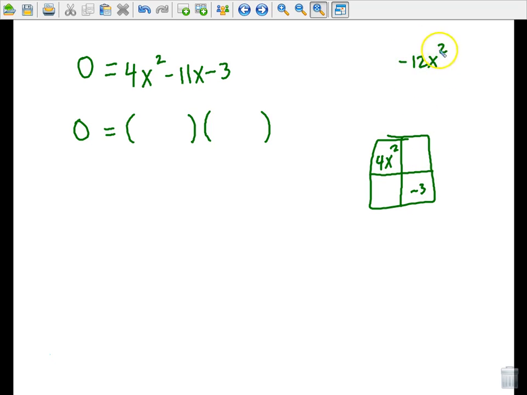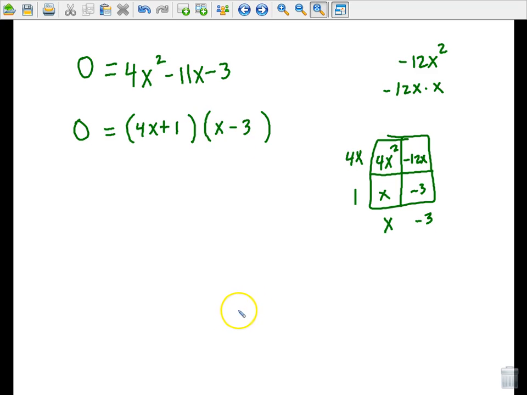Okay, now we just have to figure out what are the factors of negative 12x squared that add up to negative 11x. Looks like negative 12x times 1x. And we'll just put those in the other squares. Find our GCFs. 4x, 1, x, negative 3. There's our factoring. 4x plus 1, x minus 3.